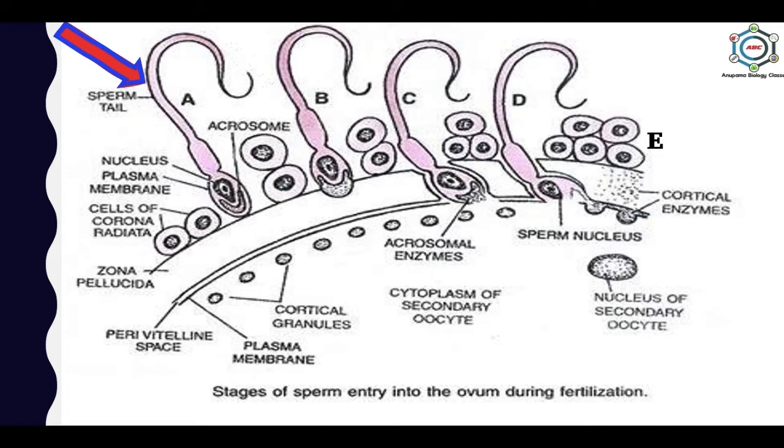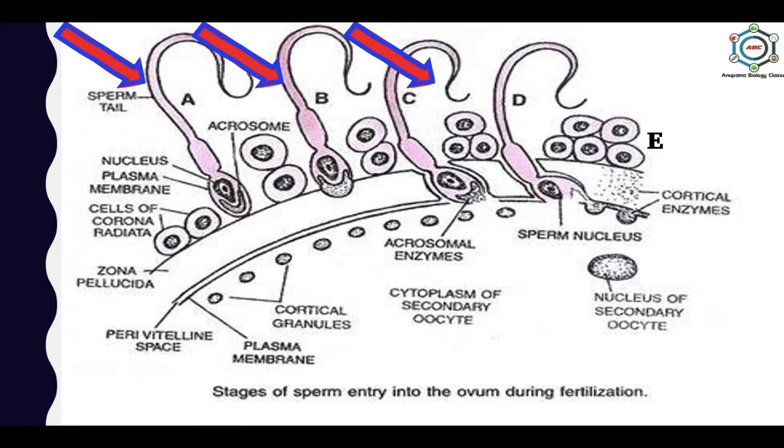After this, the fusion. Here the egg shows cortical reaction to further check the entry of more sperms into the egg. Here the cortical granules, which are present beneath the plasma membrane, fuse with the plasma membrane and release their contents between the plasma membrane and zona pellucida. This causes the slow block of polyspermy.